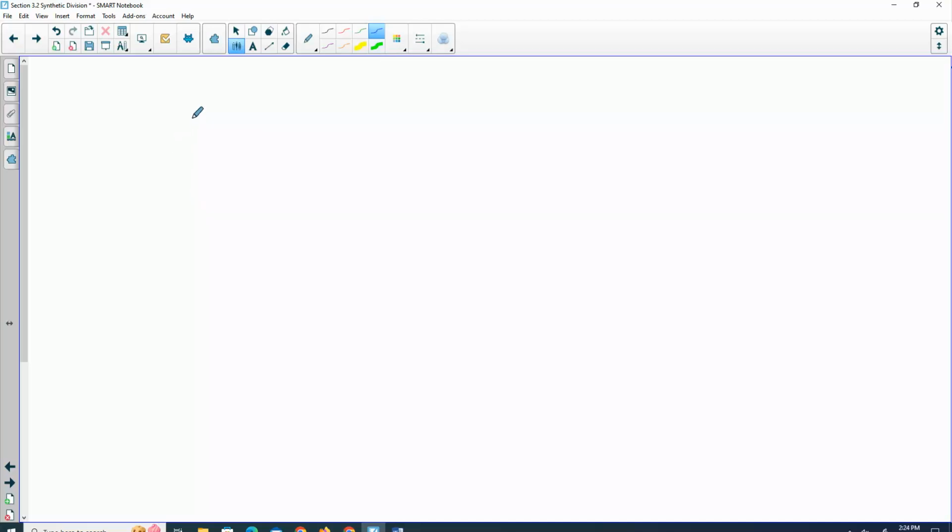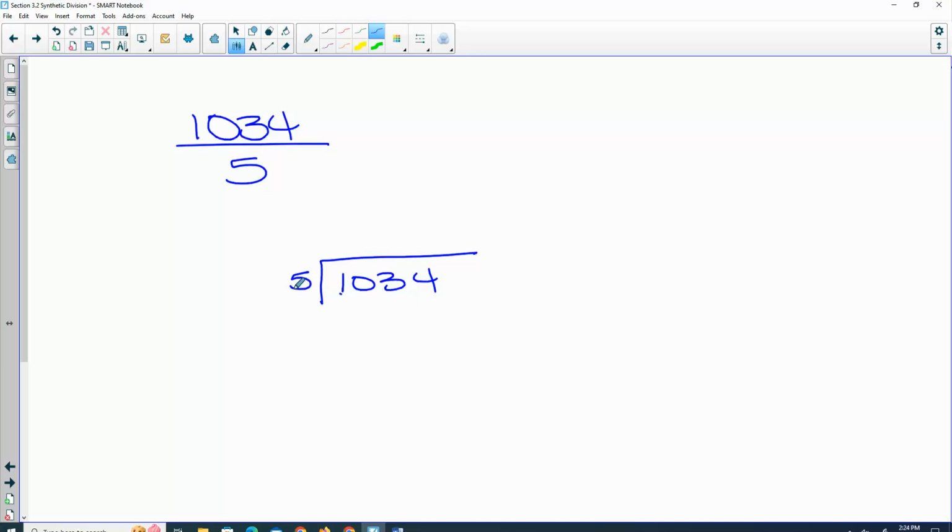If I said I wanted 1034 divided by 5, put that calculator down. What would you do? Okay, can you do 1 divided by 5? Can you do 10 divided by 5? Yes. And that would be? 2. And then we take 2 times 5 and we get 10. And what do we do with that? Subtract it off. Okay, so those cancel out, but what do we do next?